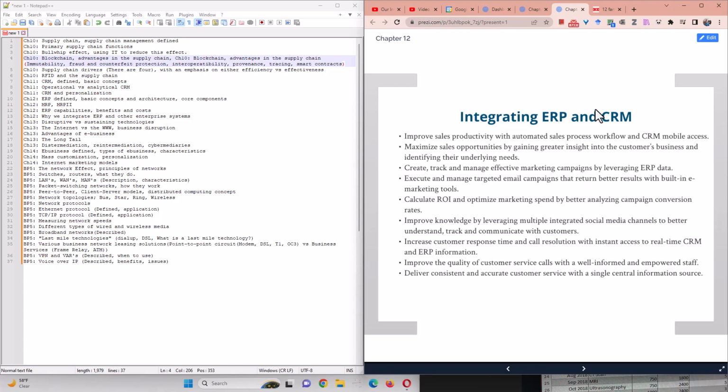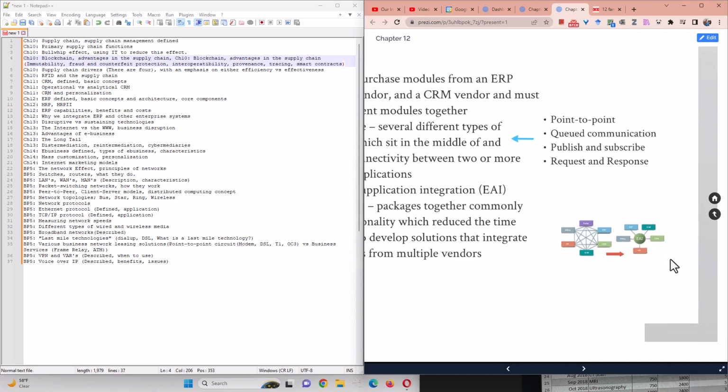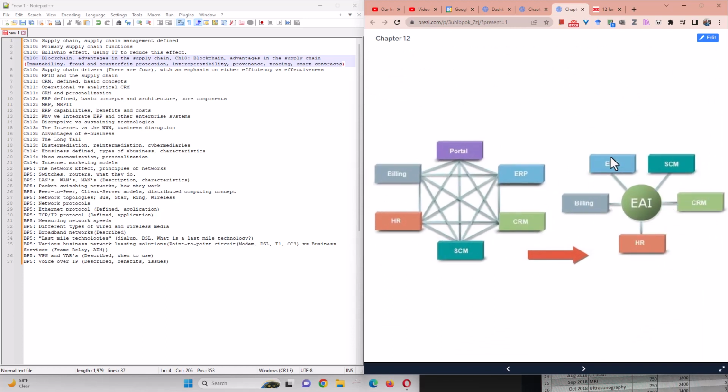So, some advantages of integrating ERP and CRM, and a couple of tools that are used for integrating: EAI, which is kind of like a framework for integrating multiple applications, whereas middleware tends to target two applications and be a solution. For example, there might be a middleware solution between Siebel's CRM system and SAP's ERP system.